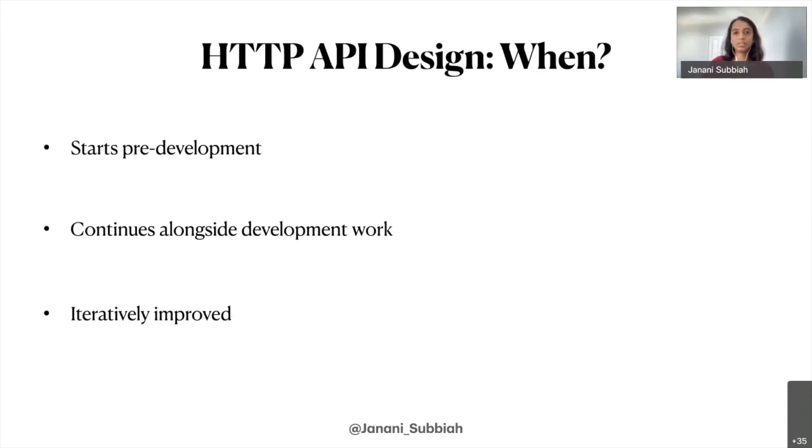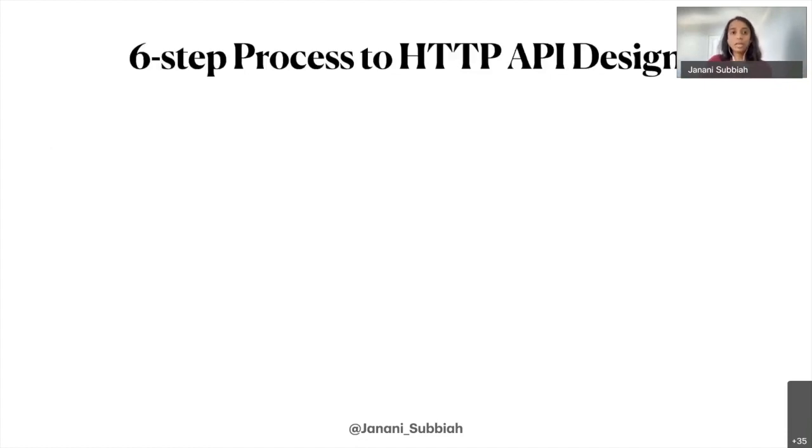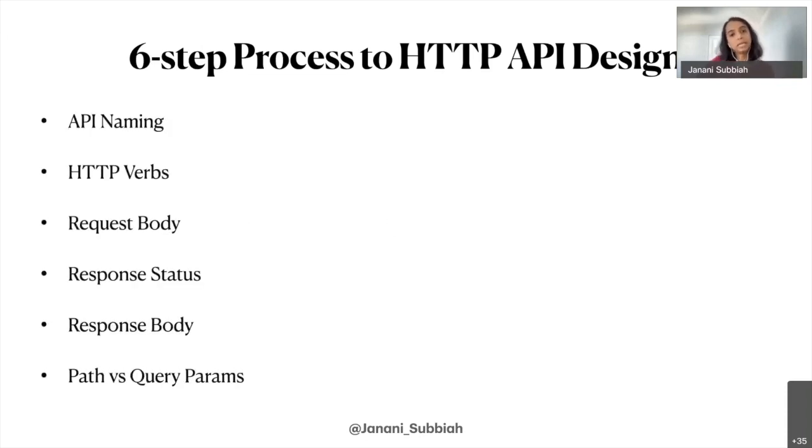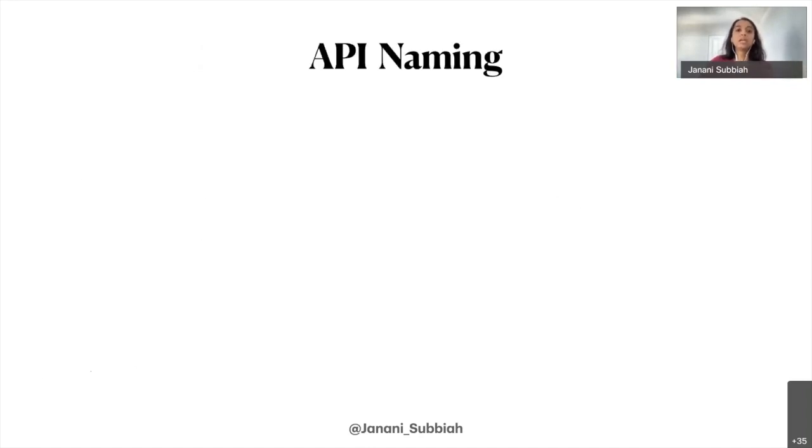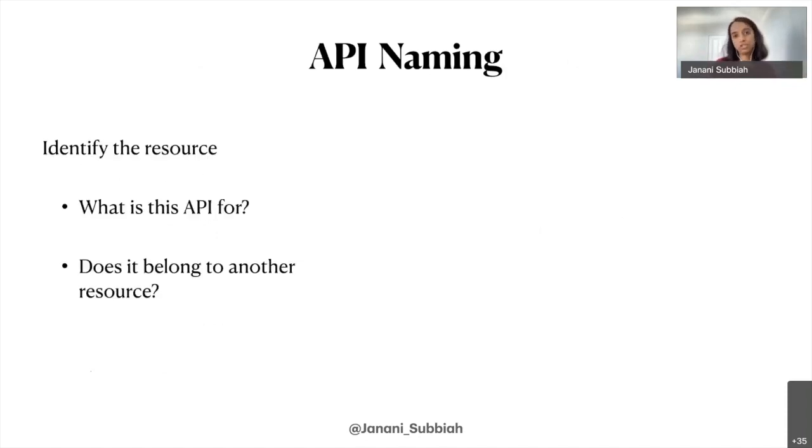So with all our definitions out of the way, let's now talk about the 6-step process to HTTP API design. I want to call out that I believe these first 6 steps will give you a good first draft to build on top of. Definitely not all the steps involved in designing APIs. So on that note, the first step is API naming. And when I say API naming, I'm talking about 2 things. The first one is to actually identify the resource I'm managing in my system.